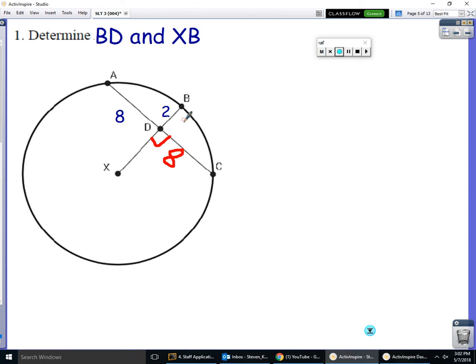Now, a lot of times you're going to be asked to find missing parts of the line. So right here is 2, and you would have to know the whole line. Well, you would need to know the radius of the circle. One of the strategies that you can always utilize in class is you can always draw in and connect 2 points. Because we know XB is going to be a radius, finding out what XC is will be helpful to us.